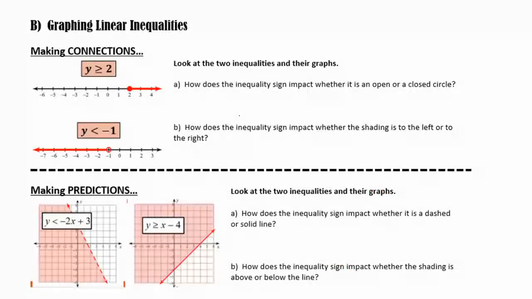Okay, so just like before, closed circle was an equal to, open circle was not. So the same thing is true with linear inequalities. It's a dashed line if it's less than. If it was less than or equal to, it would be a solid line.